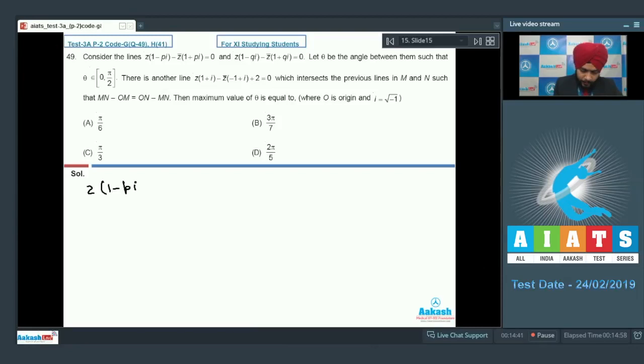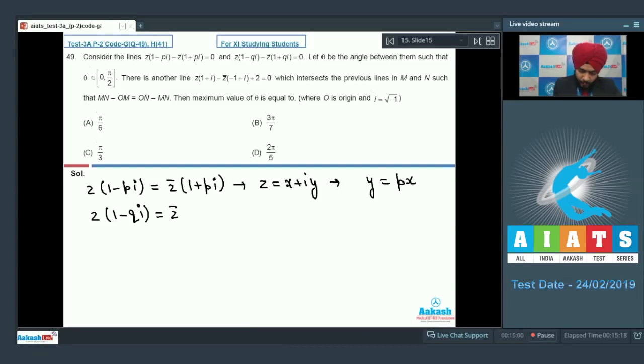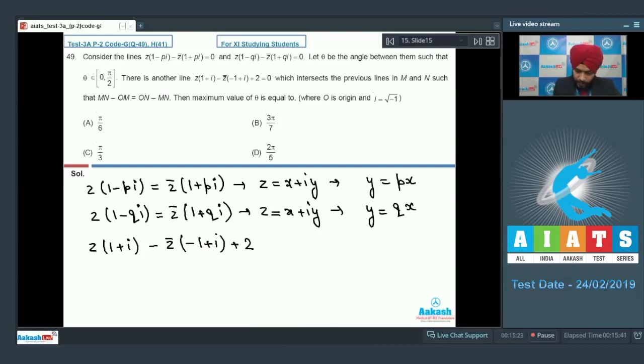z into 1 minus pi is equal to z bar into 1 plus pi. Put z equal to x plus iota y. Get the equation of line as y equal to px. Second equation, z into 1 minus qi is equal to z bar into 1 plus qi. Very same pattern. Put z equal to x plus iota y. Get it equal to y equals qx. So both the lines are passing through origin and the angle between them is less than 90 degrees. Okay. Third line, z into 1 plus i minus z bar into minus 1 plus i plus 2 equals 0. Solve this line by putting z equal to x plus iota y. You will get y equals x plus 1.